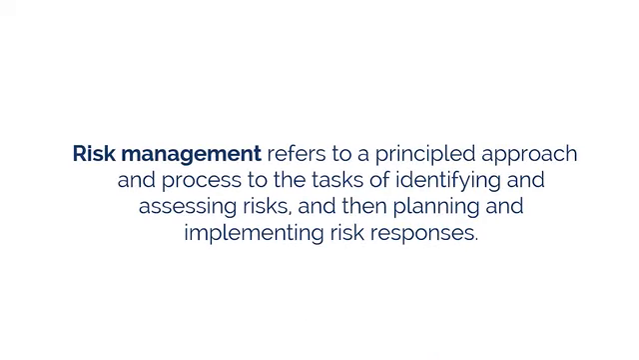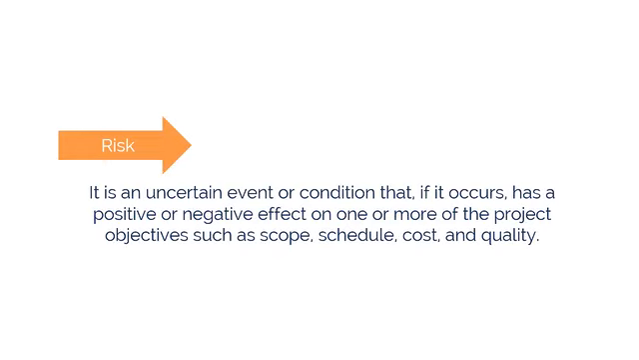Okay, let's get started. Let's now talk about what we mean by risk management. Risk management refers to a principled approach and process to the tasks of identifying and assessing risks, and then planning and implementing risk responses. Risk refers to an uncertain event or condition that, if it occurs, has a positive or negative effect on one or more of the project objectives, such as scope, schedule, quality, or cost. The key here is uncertain. Uncertain means that they may or may not actually occur.